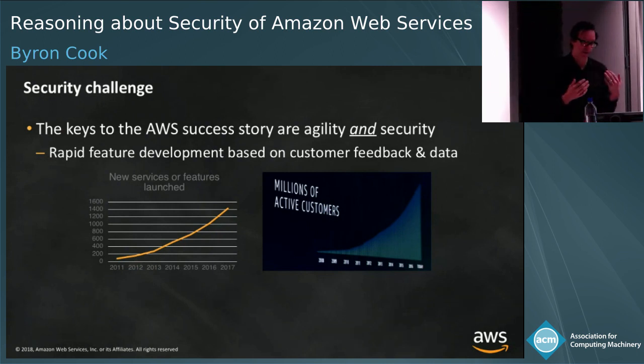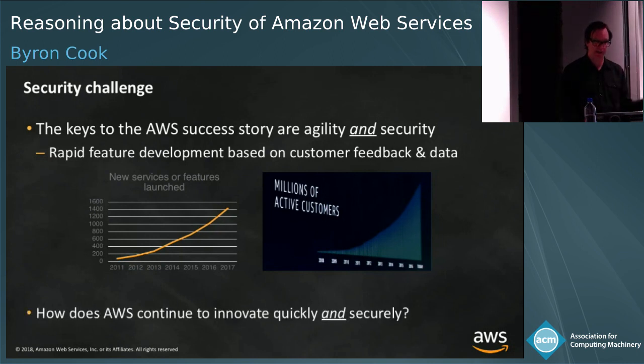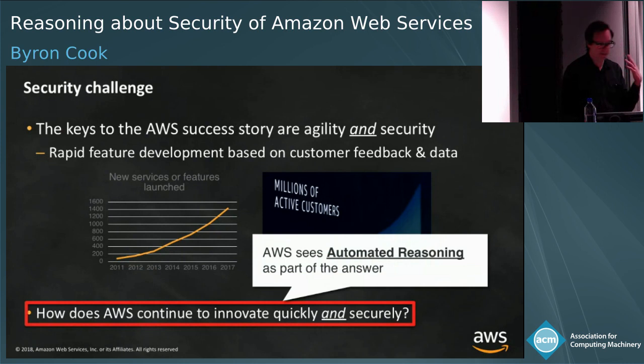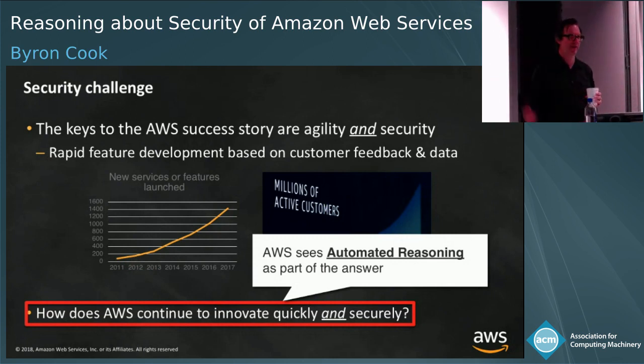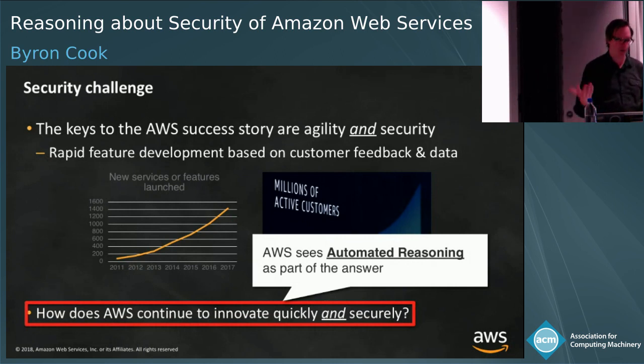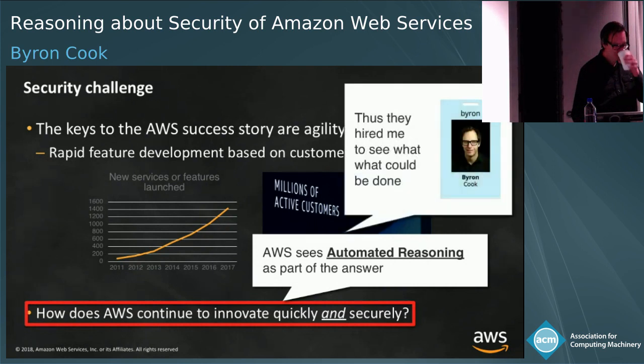And so to the rescue comes formal methods. So how do we innovate quickly and securely at the same time? And that's where automated reasoning really fits in and really solves the big business problem that they're having. So that's why things are going well. I'm going to show you some of the projects that we're doing, and I hope you'll see that things are going pretty well. The reason that they're going well is because it's a perfect application for formal methods in terms of a large and growing business. So they hired me.